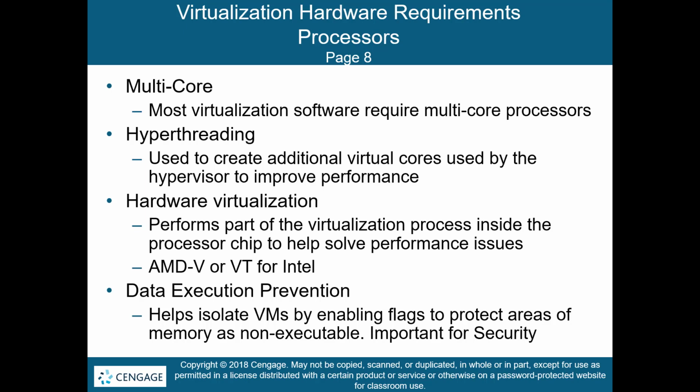Third is hardware virtualization. This is a capability that's built into most CPU chips today, and it allows the actual hardware of the chip to perform virtualization processes internally instead of through software. AMD calls it AMD-V, and Intel's virtualization technology is just known as VT. So look for AMD-V and VT on your processor chips. You may have to enable this capability through the BIOS in order to make it work.